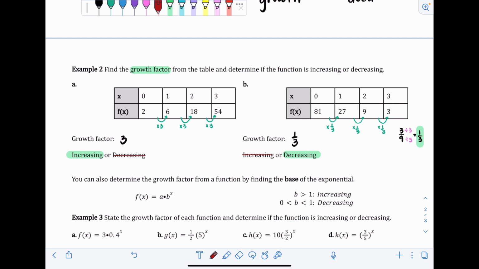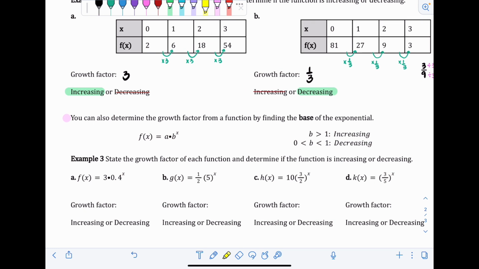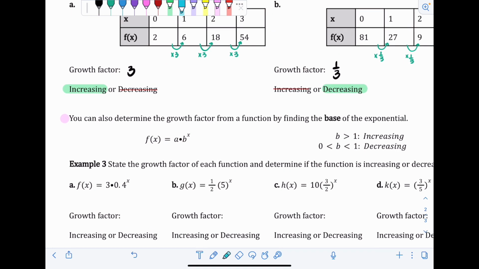So moving on to the next section, we can also determine the growth factor of a function by finding the base of the exponential, because the base is going to be that number that's being multiplied by itself over and over again. So this is the standard form for an exponential, and you could see them in different forms, but for today we'll just use this one. It's f of x equals a times b to the x, where b is the base.